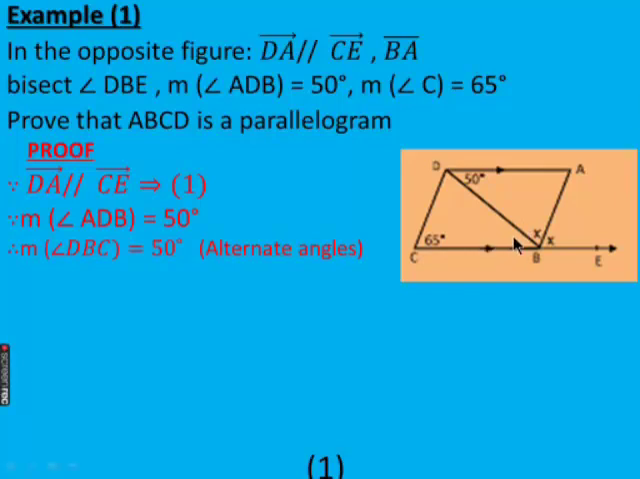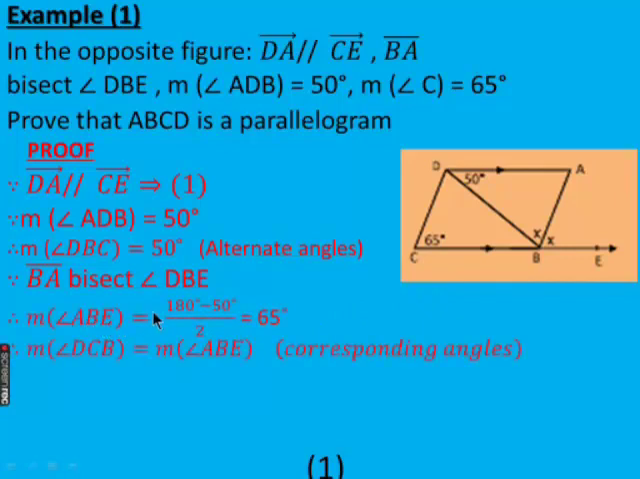But we have BA bisects angle DBC. To find the measure of each angle from the bisector, we can calculate the measure of each one by using the rule 180 minus 50 divided by 2. Then we have the measure of angle ABE equals 180 minus 50 divided by 2, which equals 65. Now we have the measure of angle C equals 65, and the measure of angle ABE equals 65 also.